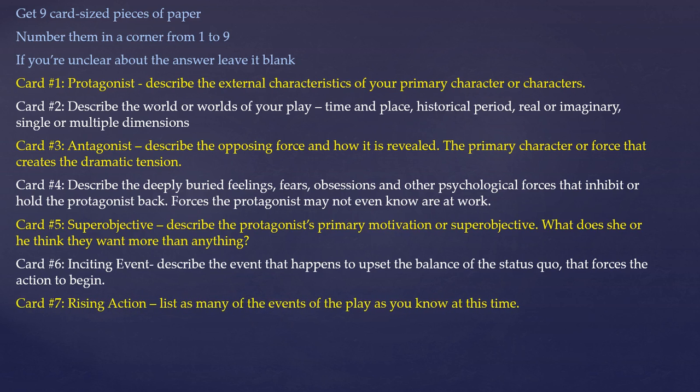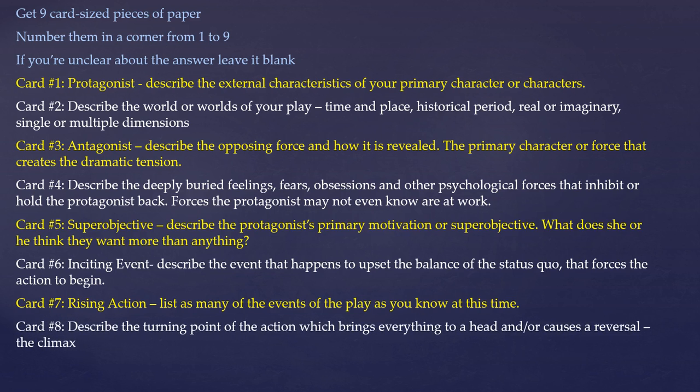On card number 7, I'm going to ask you to list all of the events that happen in your play between your inciting event and what you would consider the climax or the most important action. So everything that happens in the play between those two things, you're just going to make a list of all those events on card number 7. On card number 8, describe the turning point of the action, so the climax essentially, what brings everything to a head or causes a reversal.